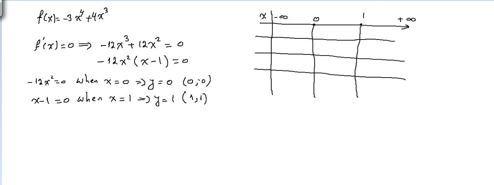Okay, the first factor was negative 12x squared, right? It's equal to 0 when x equals 0. Here we have to be careful, because x squared is always positive or equal to 0, but multiplied with minus it gives us always negative or equal to 0. So negative all the way. And the other factor was x minus 1, which is 0 for x equals 1.